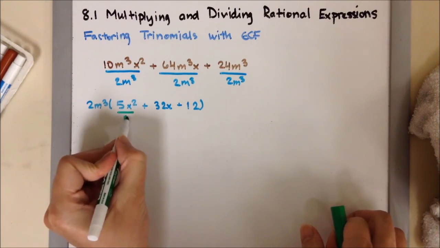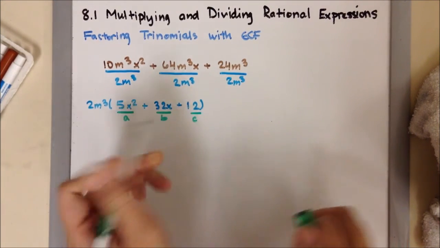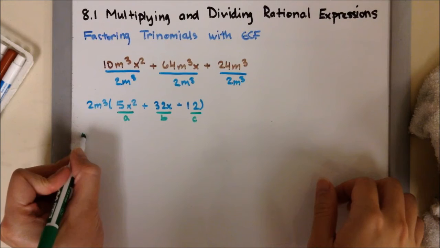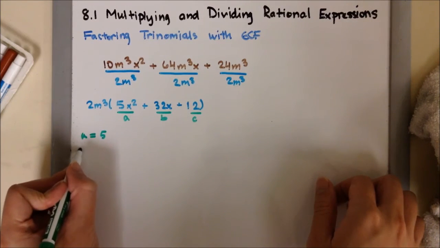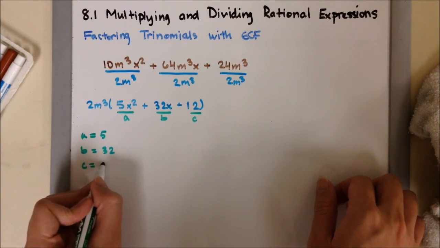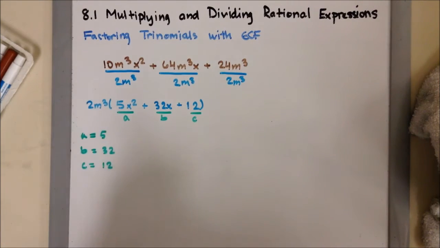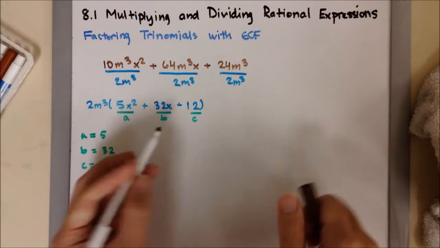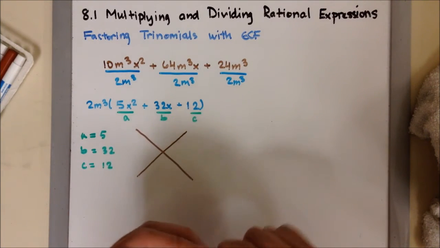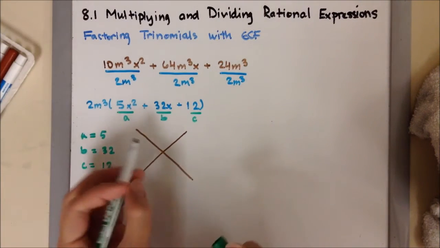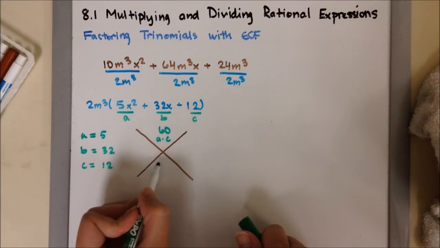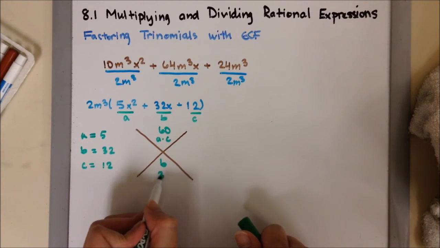So here's our A, B, and C. So my A value is 5, my B value is 32, and then my C value is 12. Alright, let me set up the X table. Just like before, the top is A times C. So 5 times 12, that's 60. And then B at the bottom, which is 32.